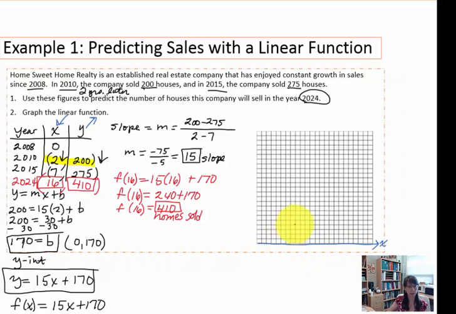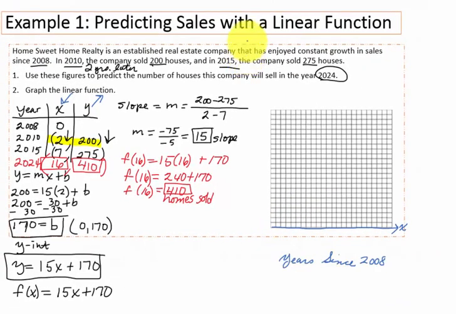X would be years since 2008, and our other axis is going to be f of x, which represents the number of houses sold. So do be sure to label each axis with the appropriate variable. So we have x for the input, f of x for the output, and then we title each axis. Input is years since 2008, output is number of houses sold. We're always starting with 0. So don't skip directly to any other numbers. Always start with 0 on your scale.